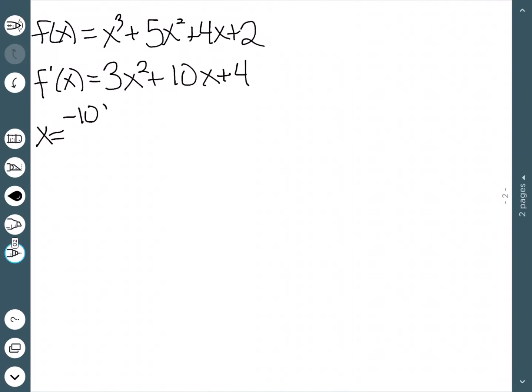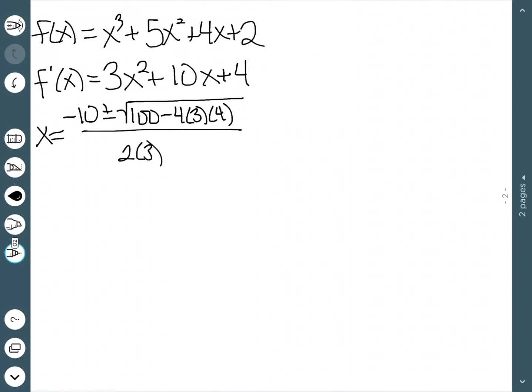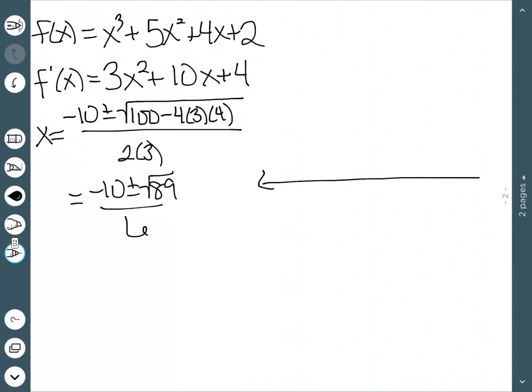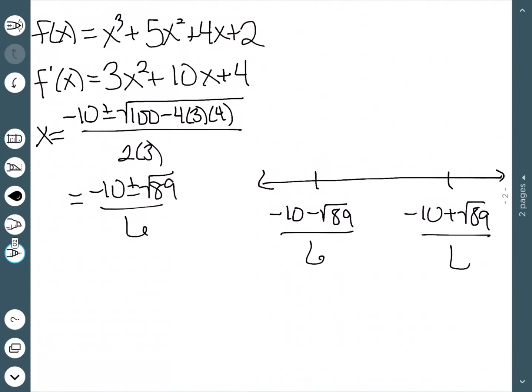We have negative b plus or minus the square root of b squared minus 4 times a times c, all over 2 times a. And once we simplify this, we get negative 10 plus or minus the square root of 89 over 6. So this may not be the best answers, but we can work with it, and I purposely wanted to do one like this, because most of the time these are what our answers look like.